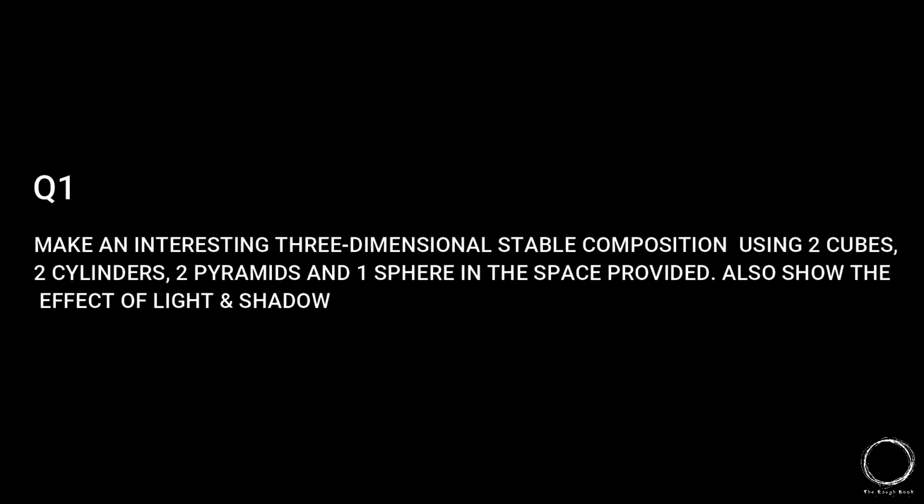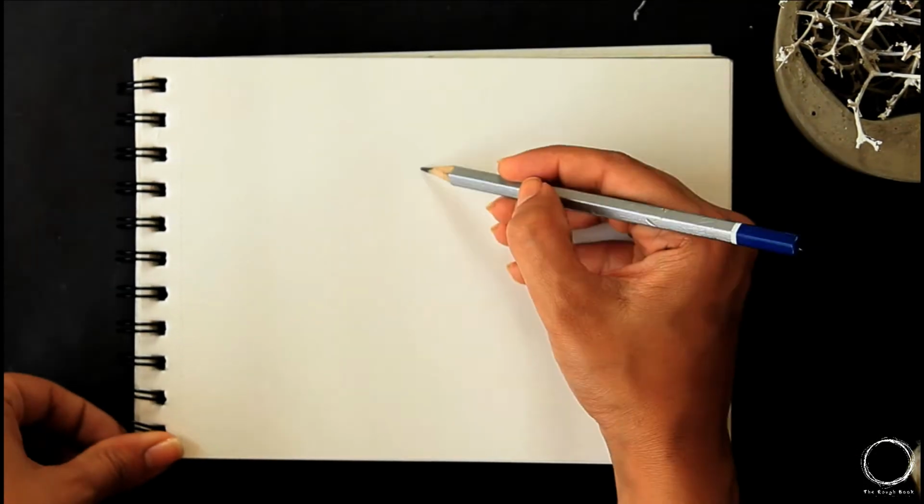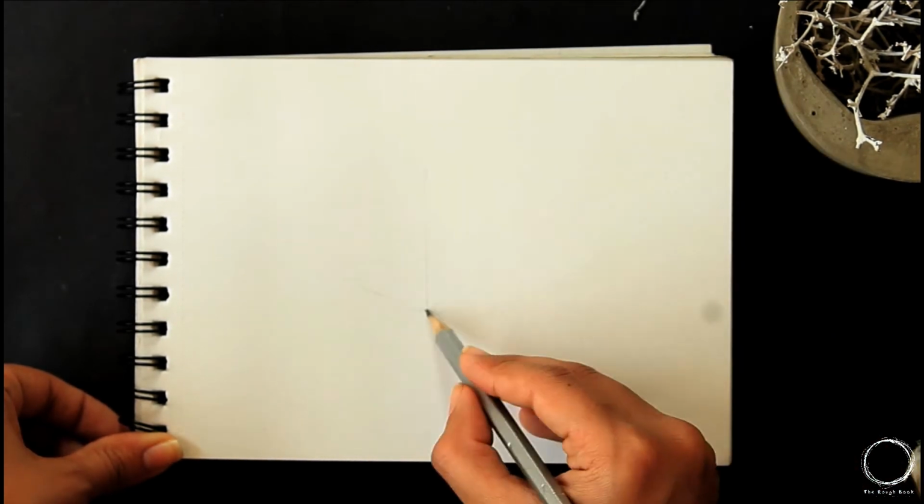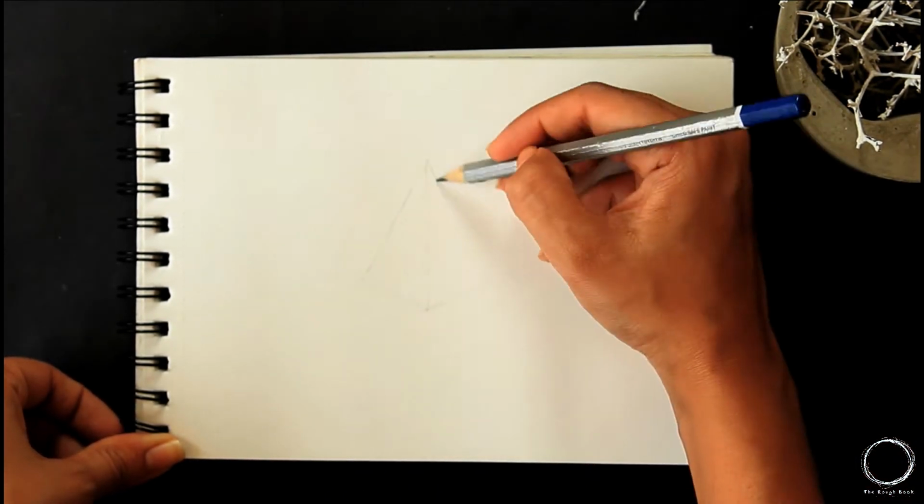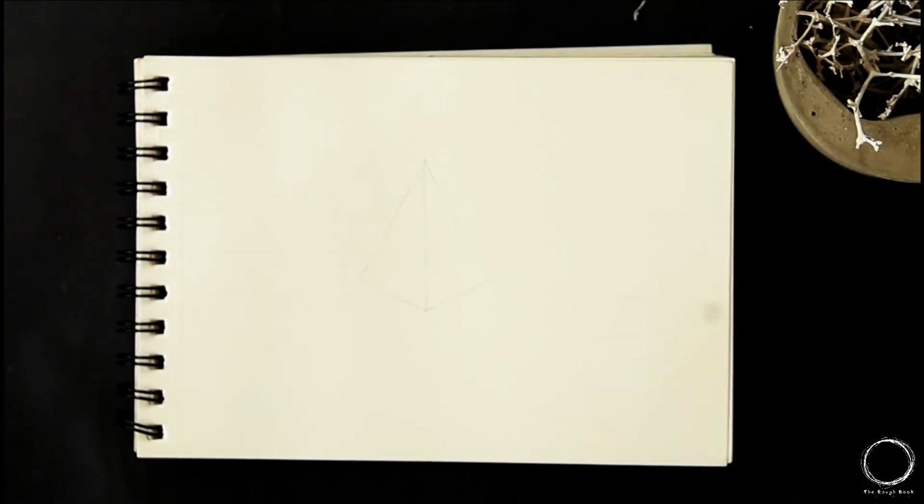Make an interesting three-dimensional stable composition using 2 cubes, 2 cylinders, 2 pyramids and 1 sphere in the space provided. Also show the effect of light. So here we start with composing the objects mentioned. Starting with the pyramid at the center, try to achieve a stable composition.